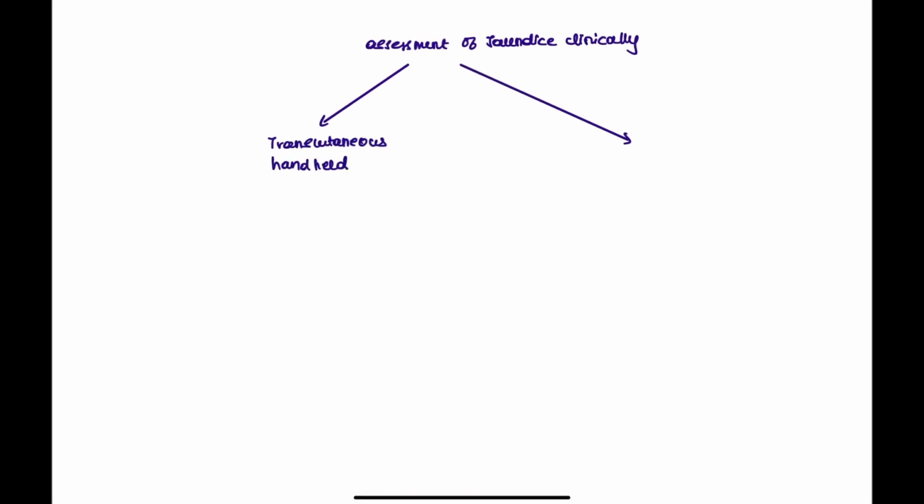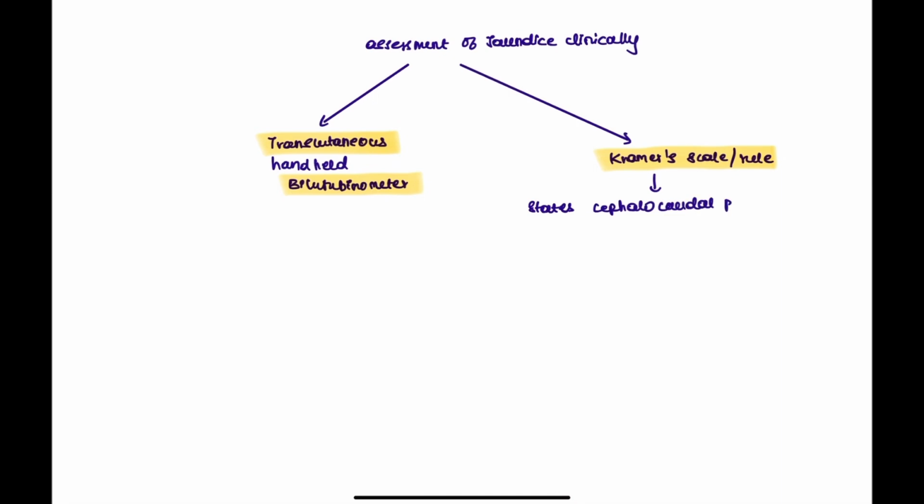So coming to the clinical assessment of jaundice. Clinically, jaundice can be assessed by two different methods. Number one is the transcutaneous handheld bilirubinometer, where the most common site it can be used is the sternum to measure the serum bilirubin levels. The second one is the Kramer scale or Kramer's rule, which is basically a visual assessment of jaundice in a newborn. The Kramer scale states that jaundice always progresses in a cephalocaudal direction.